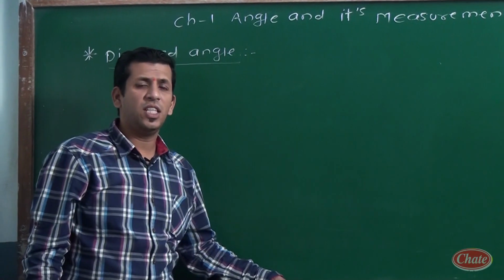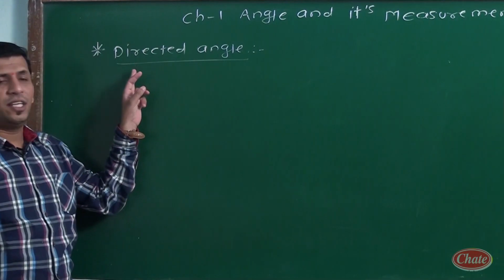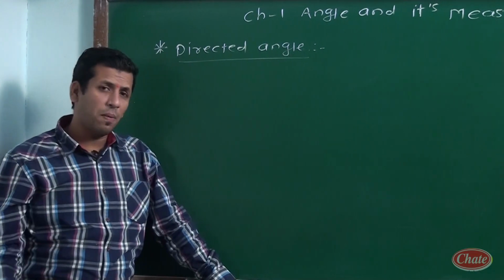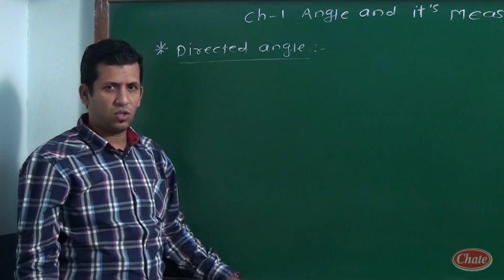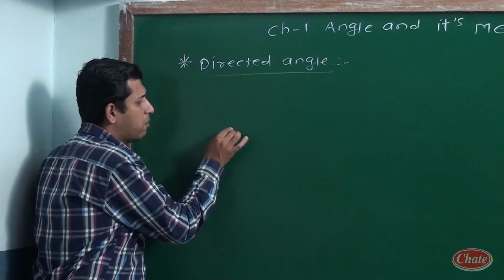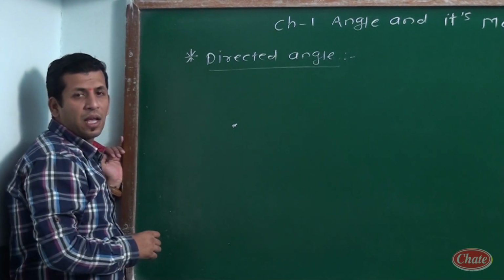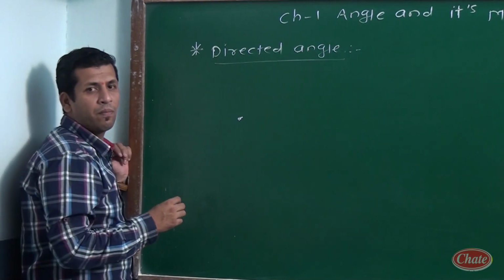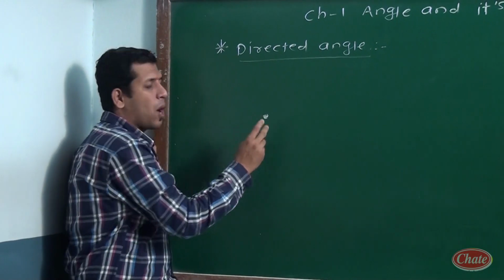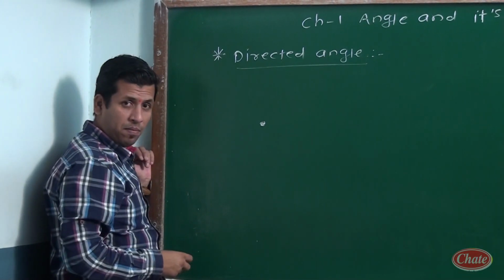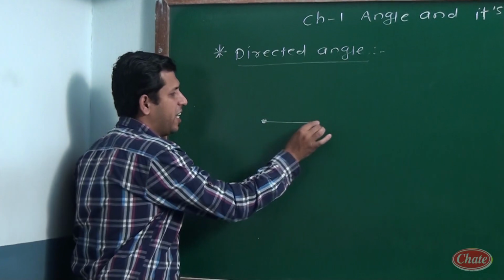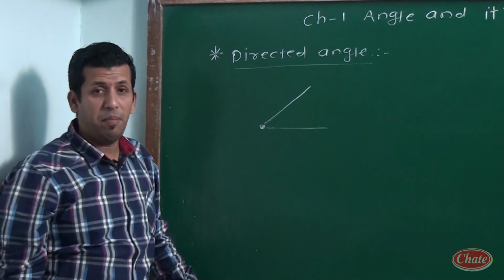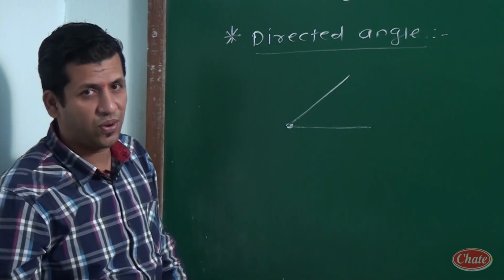Before that, the very first concept is called directed angle. What is the meaning of directed angle? See, dear student, I am drawing one point. Remember what is the meaning of angle or directed angle? The starting point of two rays is the same, but the ending point may be the same or different.